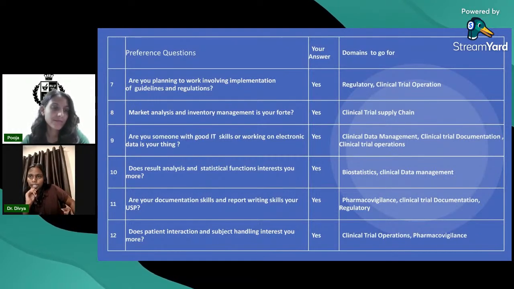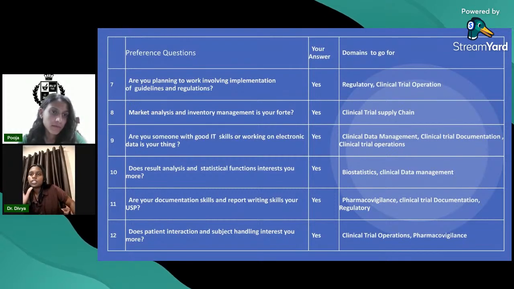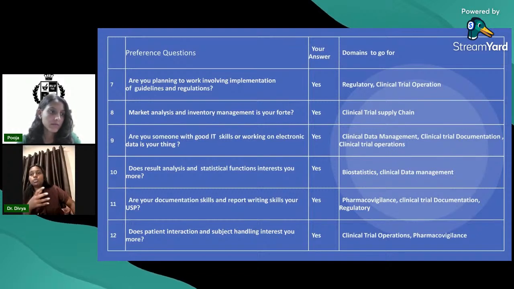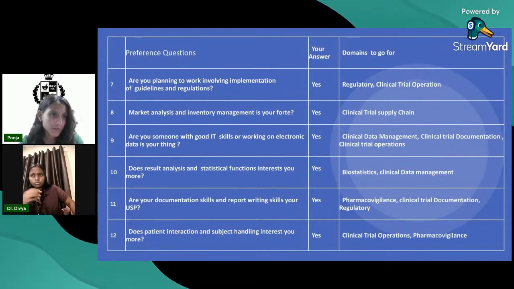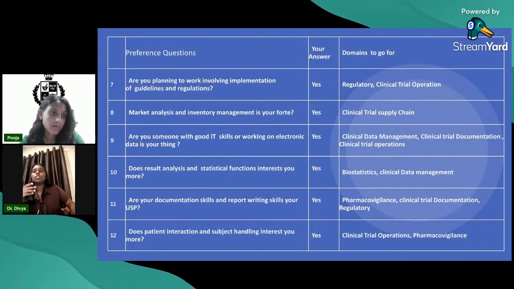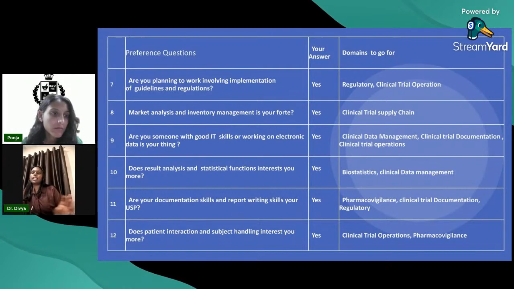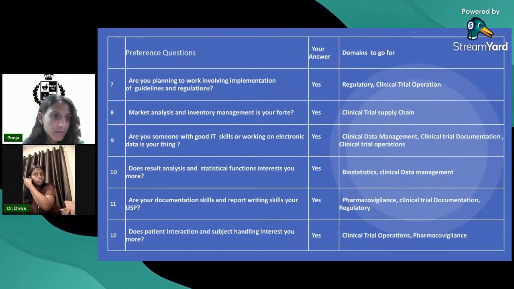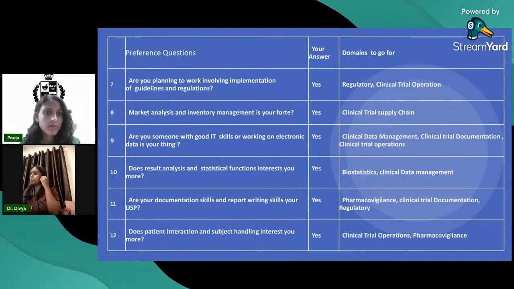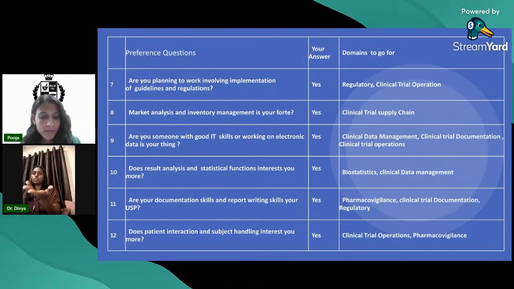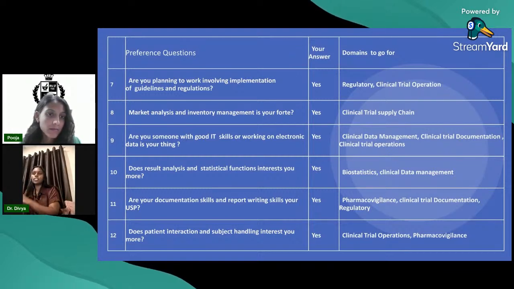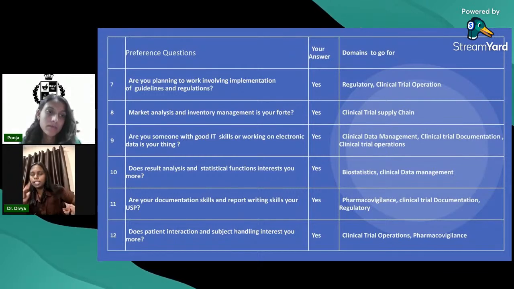The next question is, are market analysis and inventory management your forte? If you're someone who's good with cost management, who knows the market, how pricing is done, how the market values or ups and downs are going on in the market, then clinical trial supply chain will be a good fit for you. And as I said, if you are planning to become a businessman, this is also one of the good fields for you, so you can just tick into that box.